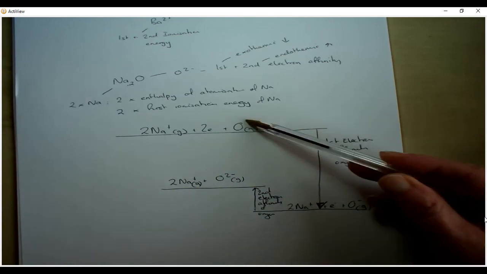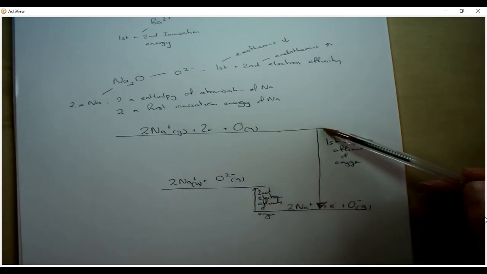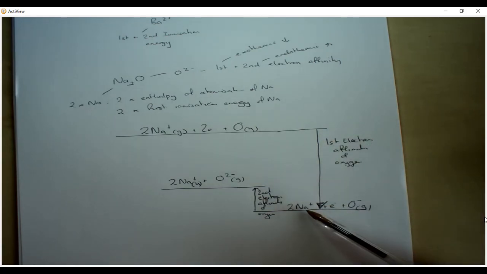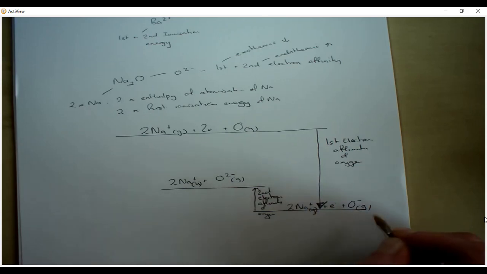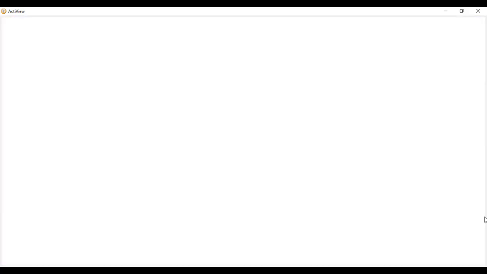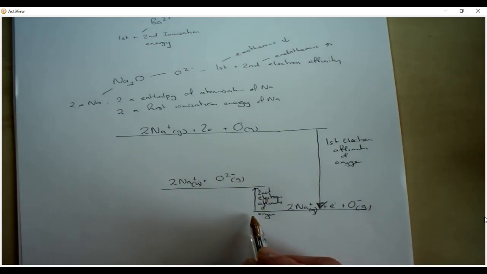First of all, we take the O as first electron affinity, and we said that was exothermic, so that's going down. That generates 2Na+(g), plus the electron, plus the O-(g). And then the second electron affinity needs to go up because that's endothermic, because you're trying to attract an electron to something that's already negative, and so you need to overcome that repulsion. So our second electron affinity needs to go up.